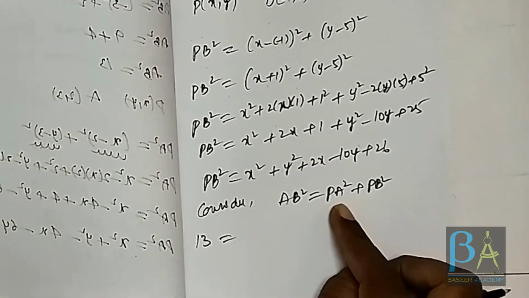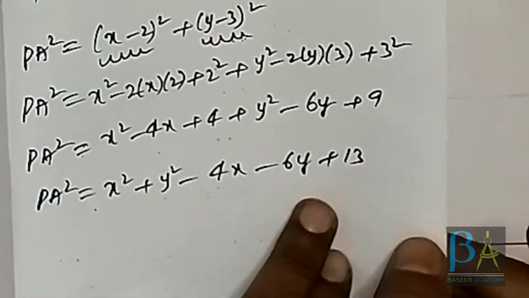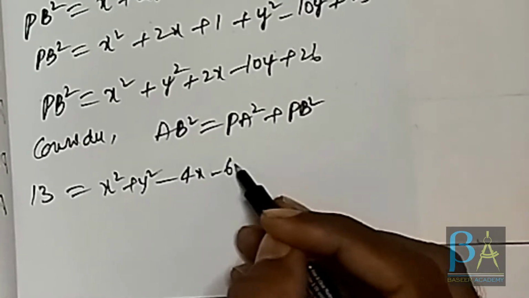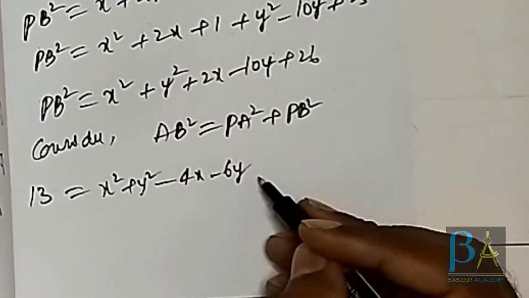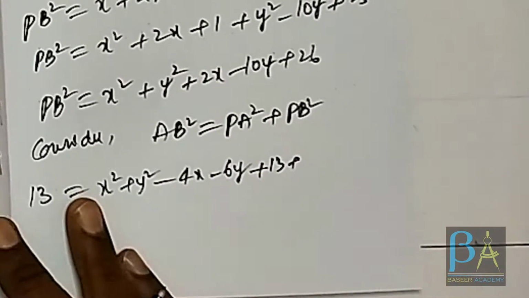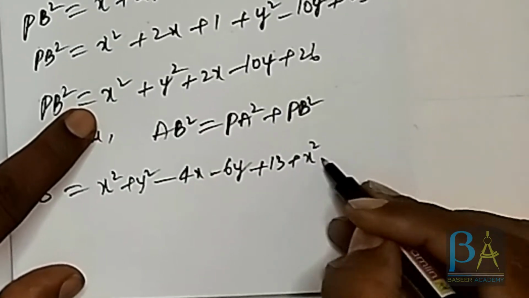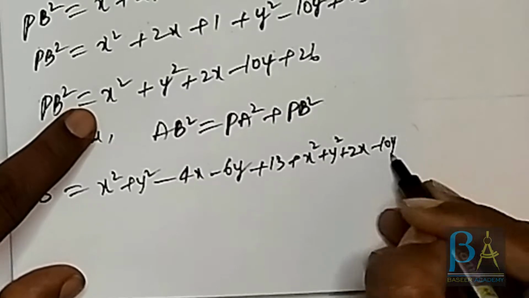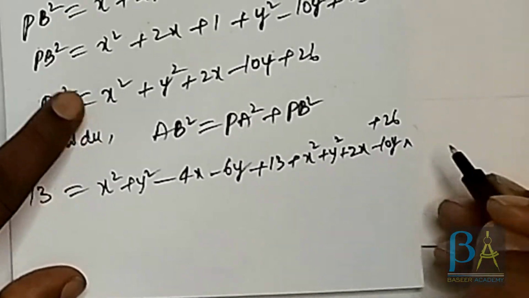In place of PA square, let me write its value, which is x square plus y square minus 4x minus 6y plus 13, and then in place of PB square, let me write its value, which is x square plus y square plus 2x minus 10y plus 26.